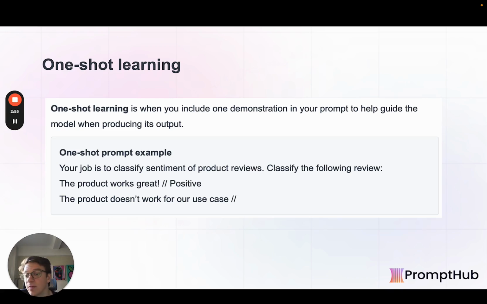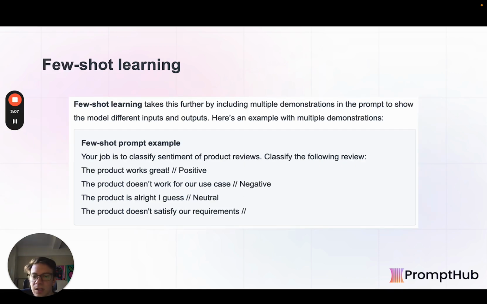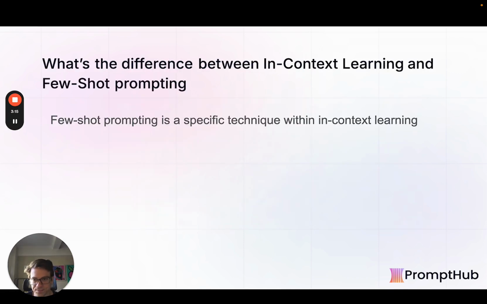One shot is when you provide one example. In this case, same prompt, except we're filling in this first sentiment. We're saying this is what a positive review looks like, and then we're letting the model finish the second part. And then few shot just takes that to the next level and adds a couple more examples. We're giving a positive one, a negative one, a neutral one, and then we're giving the model one to finish.